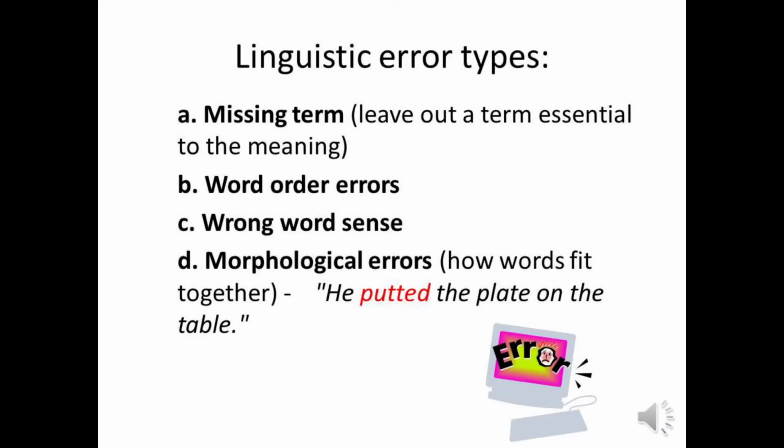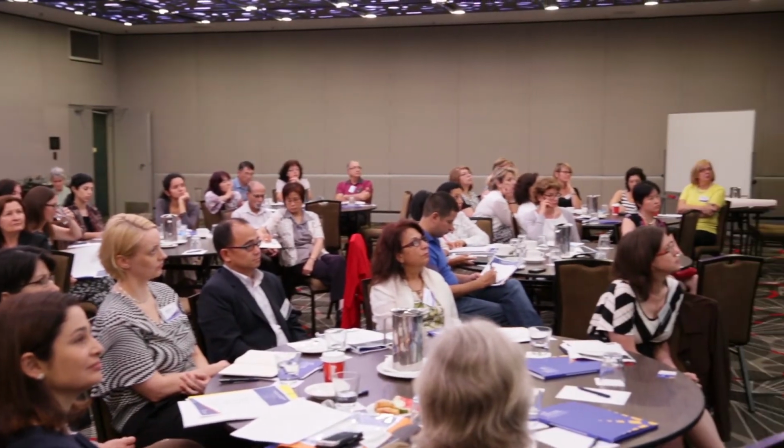The types of errors that you see with machine translation include things like missing terms, word order errors, wrong word sense, and morphological errors where the form of the word is a mismatch with the rest of the sentence. What we wanted to know, one of our concerns was if you use machine translation, are there so many errors that it becomes so bothersome to post-edit it that it's not worth doing.